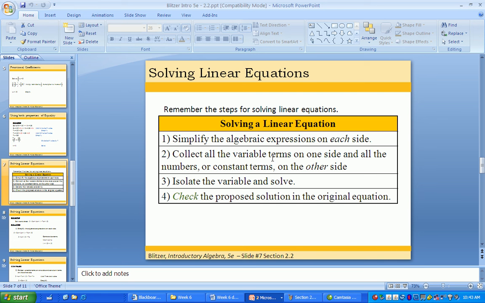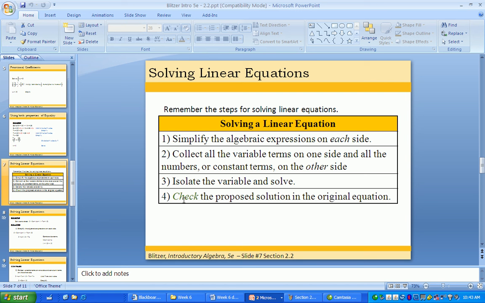When we say isolate the variable, what we really are looking for is getting a 1 in front of that variable, just like we've been doing. The last step we haven't done yet, we'll show you how to do it next, is how to check the proposed solution in the original equation. So check your work. Especially when we're taking quizzes and exams, this is a really key step to make sure you've done your work right, and it's really simple.